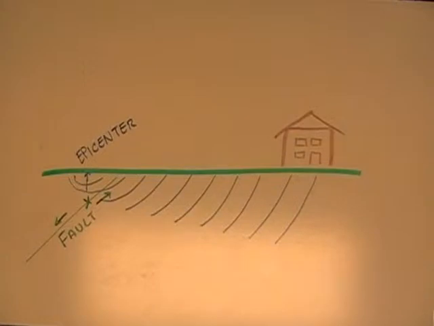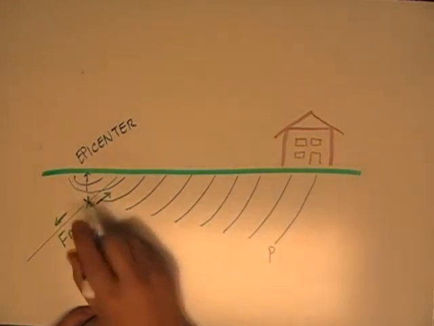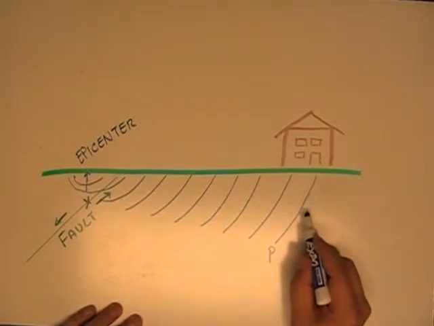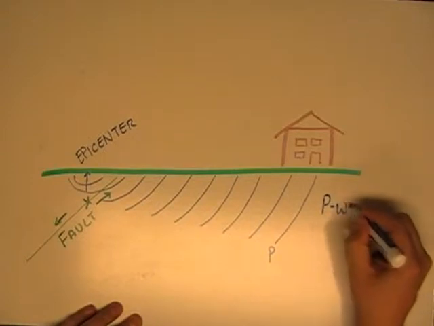That would be an example of the initial wave. If we consider the blue, the P waves, then this took a certain amount of time from when the earthquake originally happened to the point where it finally reached our home. We call that the P wave travel time.